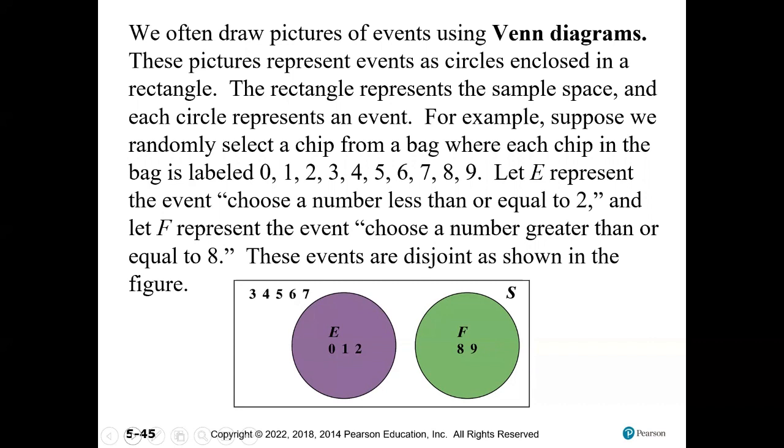So for example, suppose we randomly select a chip from a bag, where each chip in the bag is labeled with the numbers 0 through 9. Let E represent the event, choose a number less than or equal to 2. So E is the numbers less than or equal to 2, which are 0, 1, and 2. Event F, choose a number greater than or equal to 8, so 8 and 9. The other numbers, 3, 4, 5, 6, and 7, are outside of the circles, but still inside of the sample space. Okay, these events are disjoint because there is no overlap. This event is completely separate from this event here. The outcomes are totally different.